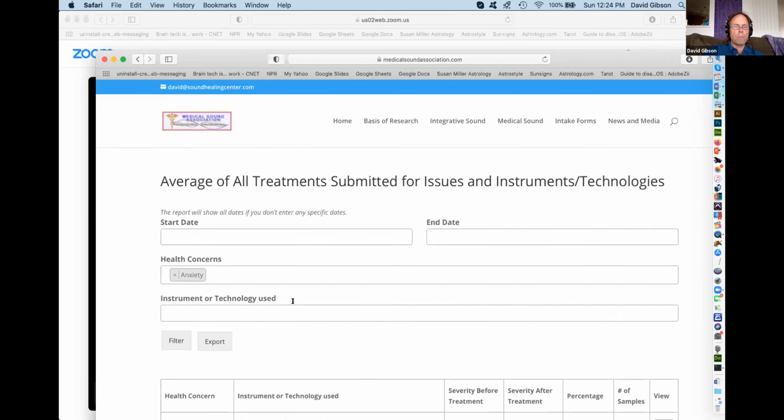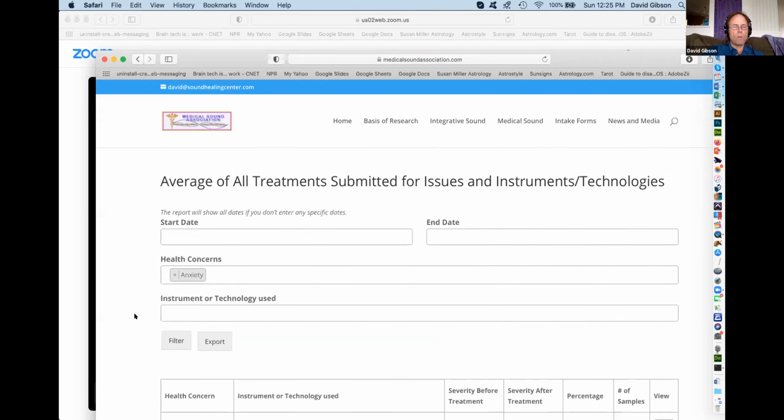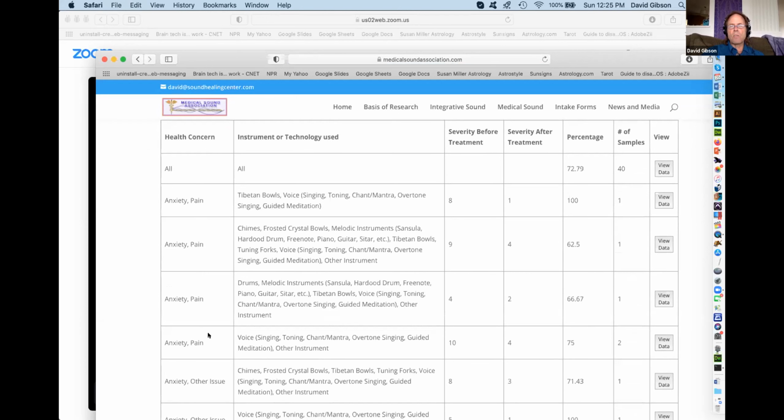Or you could do it the opposite way. You can say for tuning forks, or anxiety for tuning fork. What's the reduction? So this is really good data that you could use on your website to inform people.